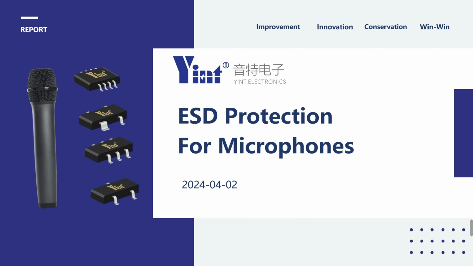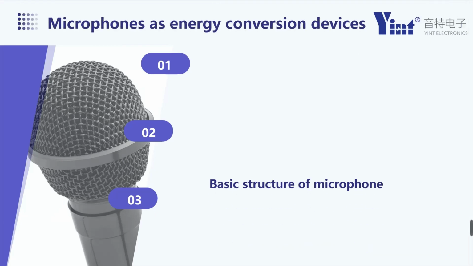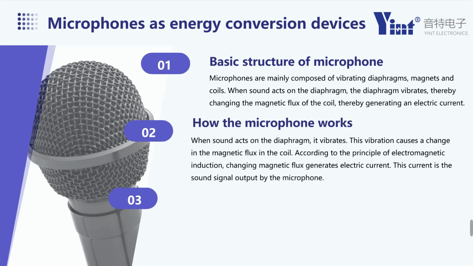ESD Protection for Microphones. How microphones work. Microphones as energy conversion devices. Microphones are mainly composed of vibrating diaphragms, magnets, and coils. When sound acts on the diaphragm, it vibrates, thereby changing the magnetic flux of the coil, thereby generating an electric current.